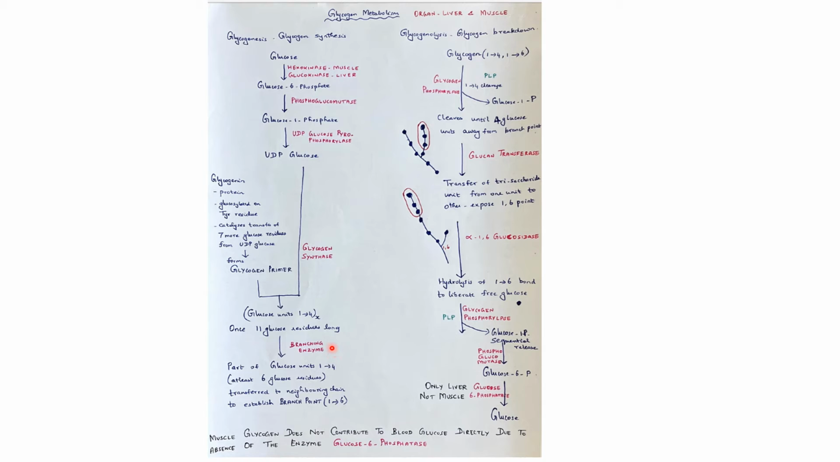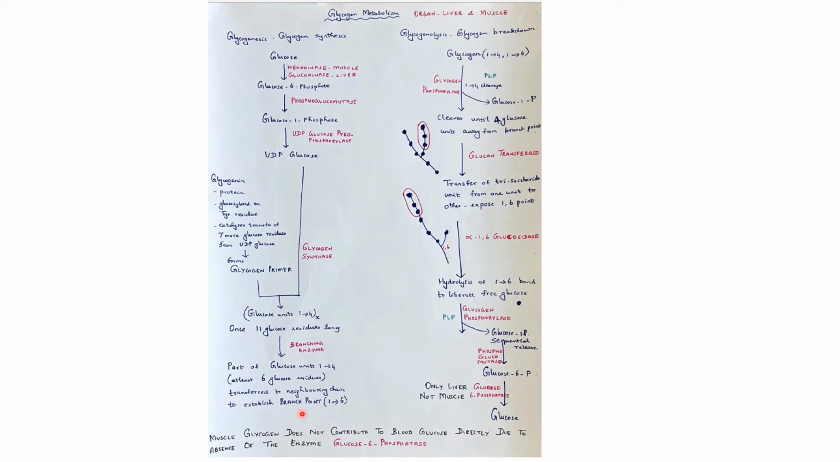For that, another enzyme comes, the branching enzyme. The branching enzyme will help in the formation of branch points, that is alpha 1,6 linkage. This branching enzyme will take at least 6 glucose residues attached in 1,4 linkage and transfer them to a neighboring chain, establishing a branch point at 1,6 linkage. This is how the cycle gets repeated. Again, a lot of UDP glucose comes, glycogen synthase adds 1,4 residues, and once 11 residues are long, the branching enzyme comes and transfers to the neighboring chain.